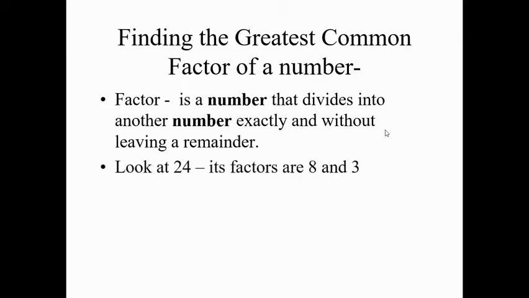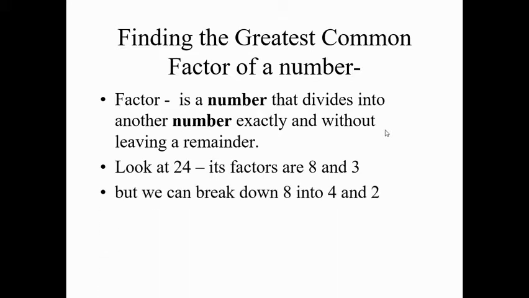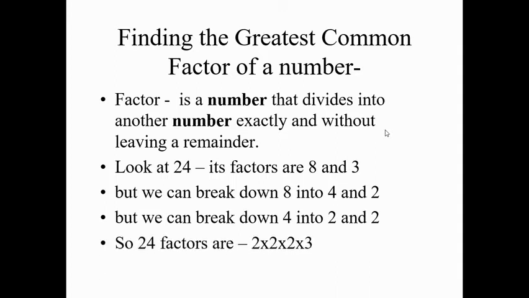So let's look at 24. We can see that the factors are 8 and 3. 8 times 3 equals 24. But we can break down 8 into two more factors, like 4 and 2. Then we can break down 4 into 2 and 2. So the factors for 24 are 2 times 2 times 2 times 3.